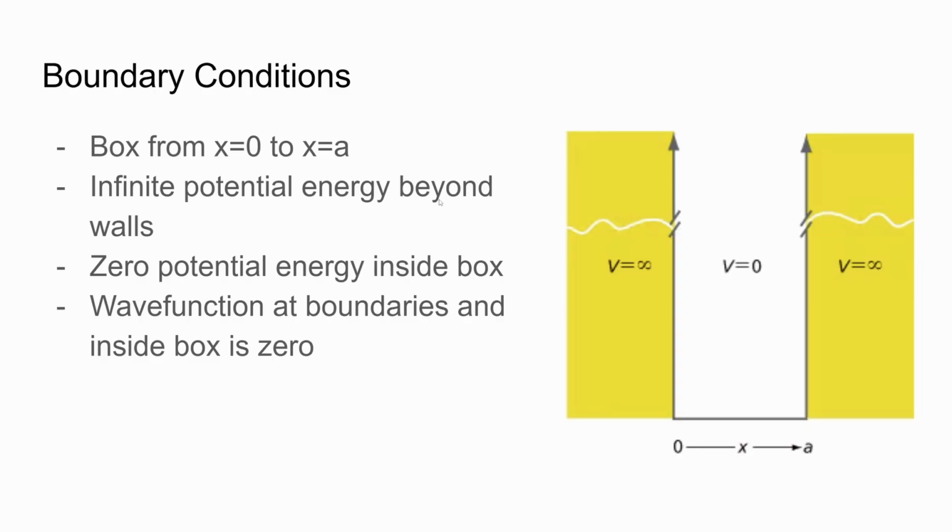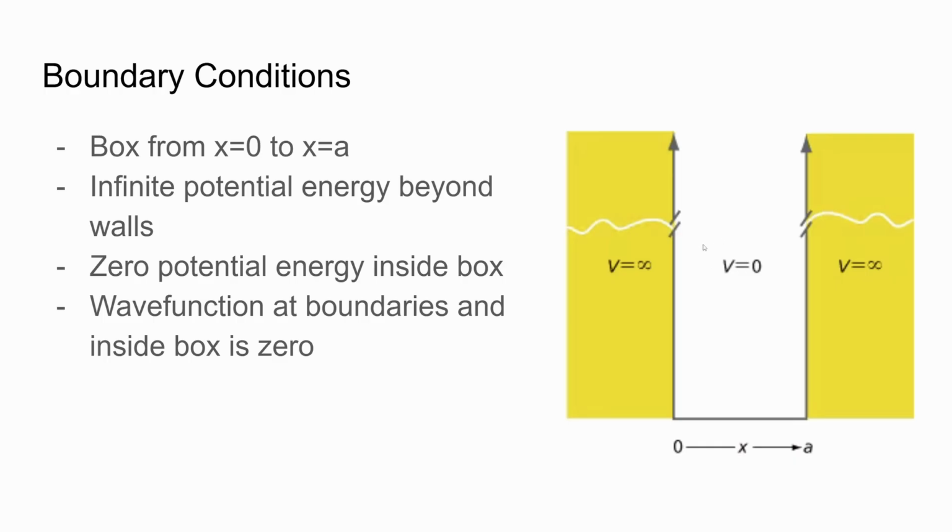Now, to create our box with impenetrable walls, we need to set boundary conditions. Our box is going to exist from x equals 0 to x equals a. Our walls are going to be created by having the potential energy be infinite beyond the walls, as we can see right here, but the potential energy will be set to 0 inside the box. This means that outside the box, the wave function is going to be 0, and as a result, the probability of finding the particle outside the box is going to be 0. So we can only find it inside the box, which is exactly what we want.